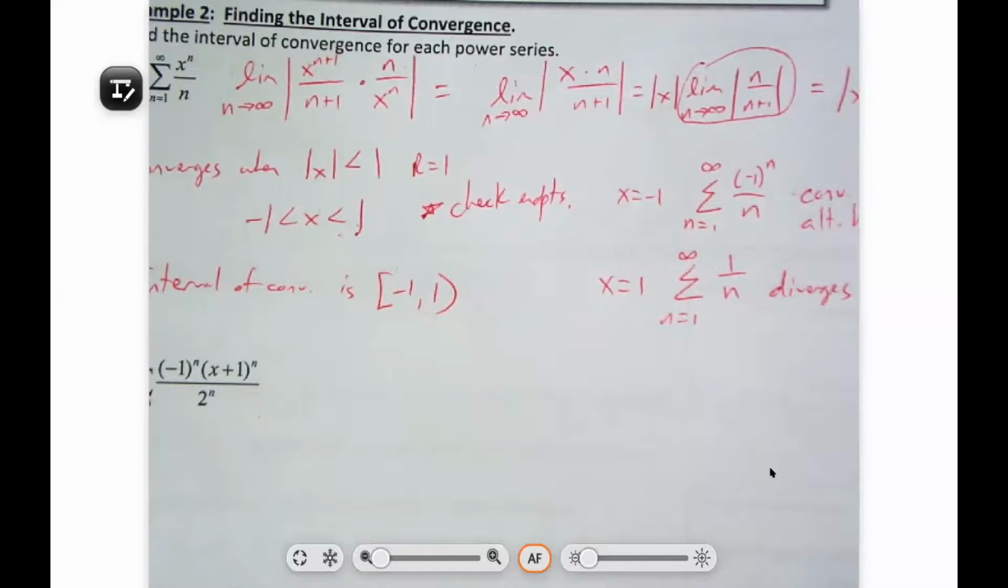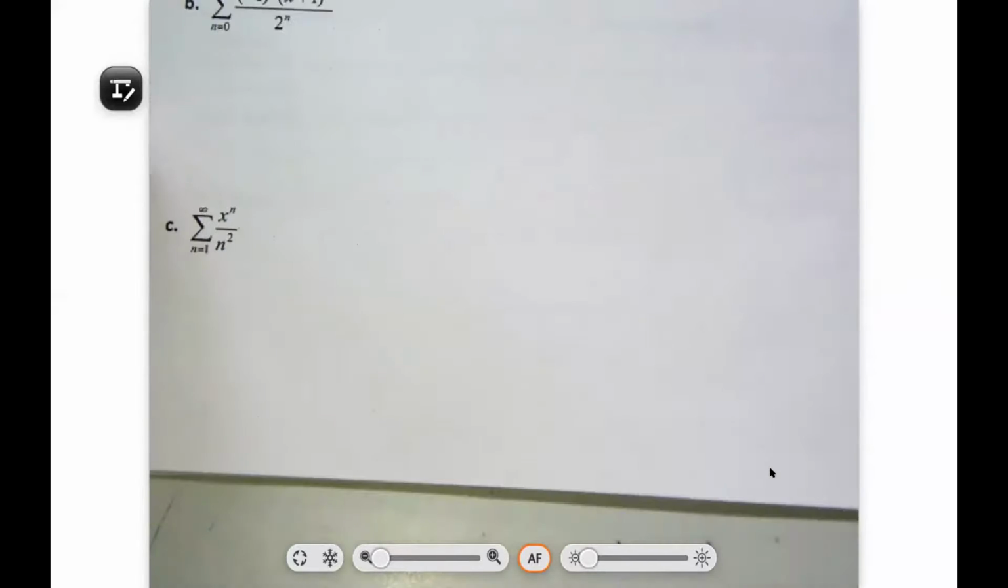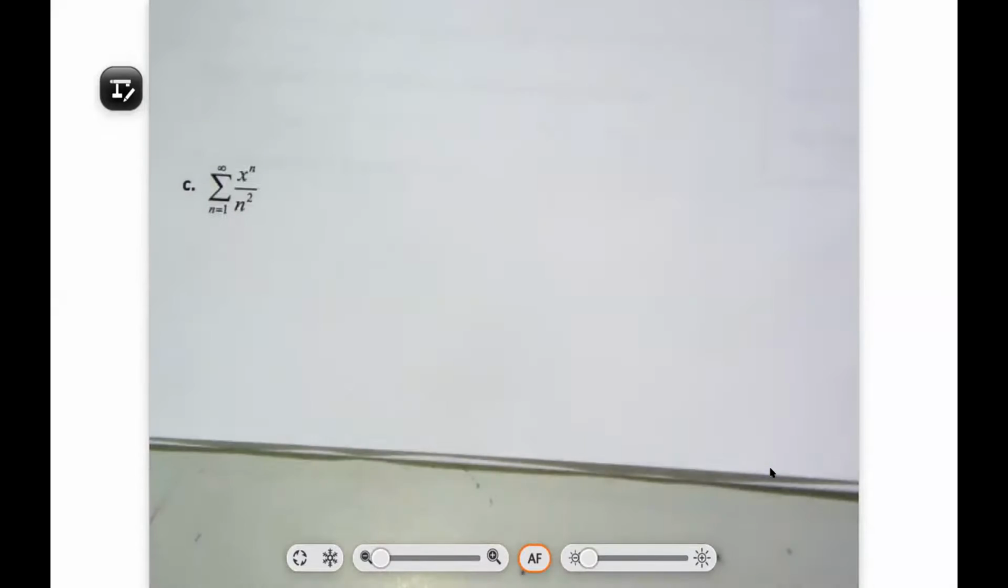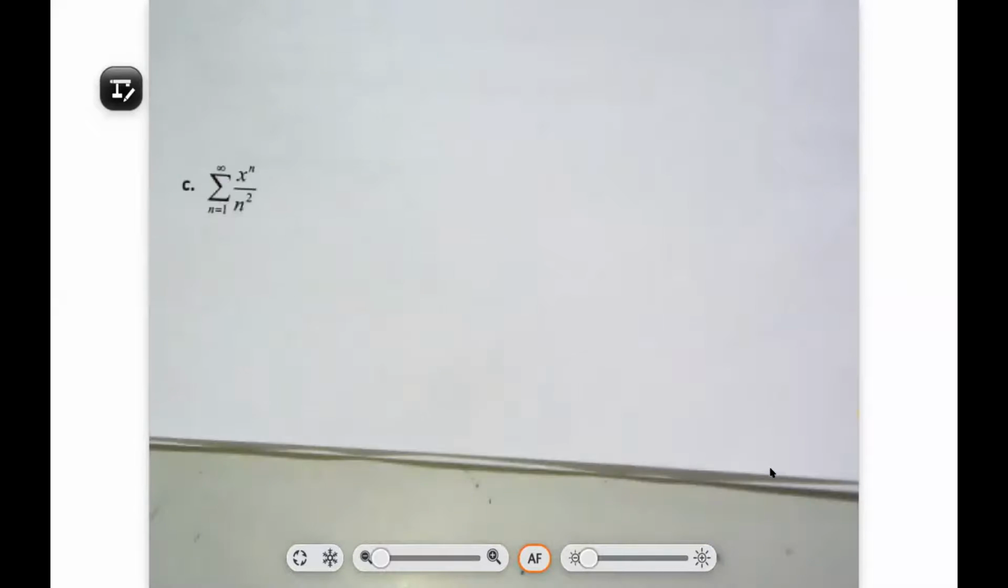What do you think? If you know how to do the ratio test, you're basically getting 3 out of the 5 points already, even if you forget about checking the endpoints. I'm going to have you try C. Find the interval of convergence. Why did it go haywire? There we go.